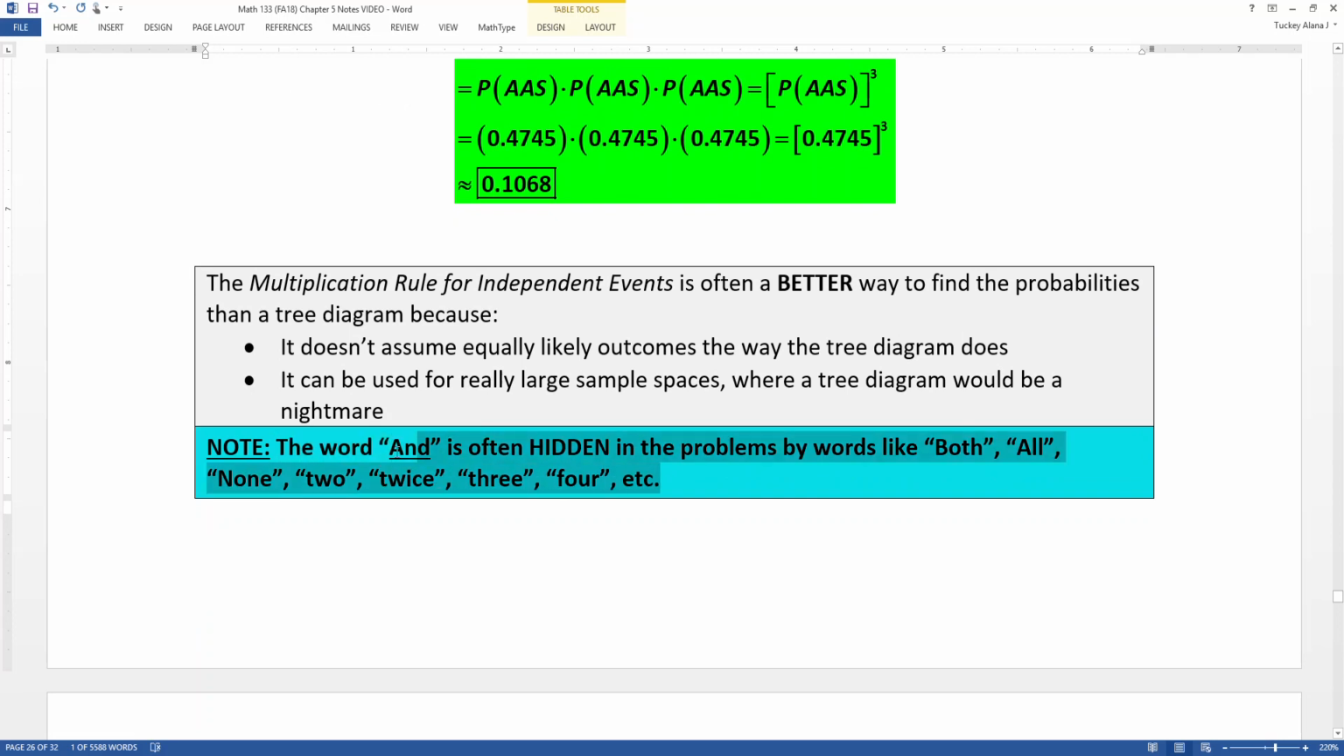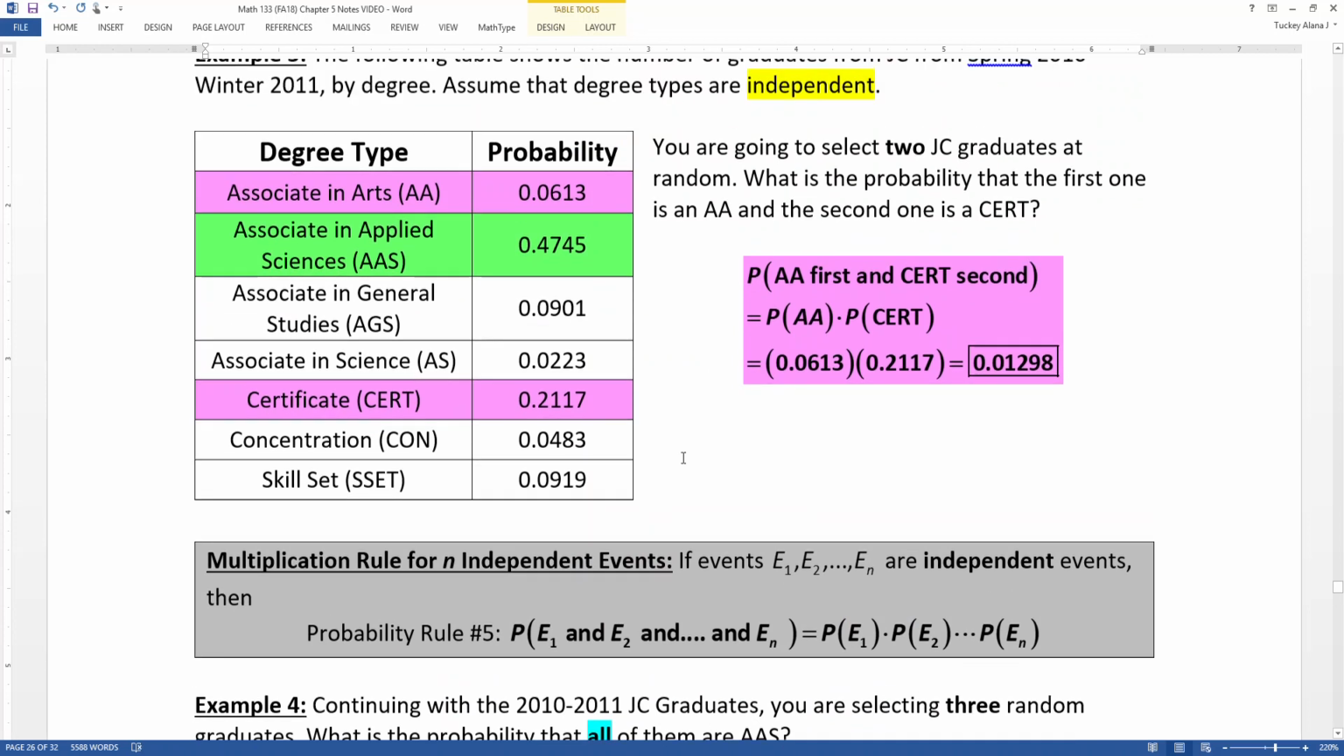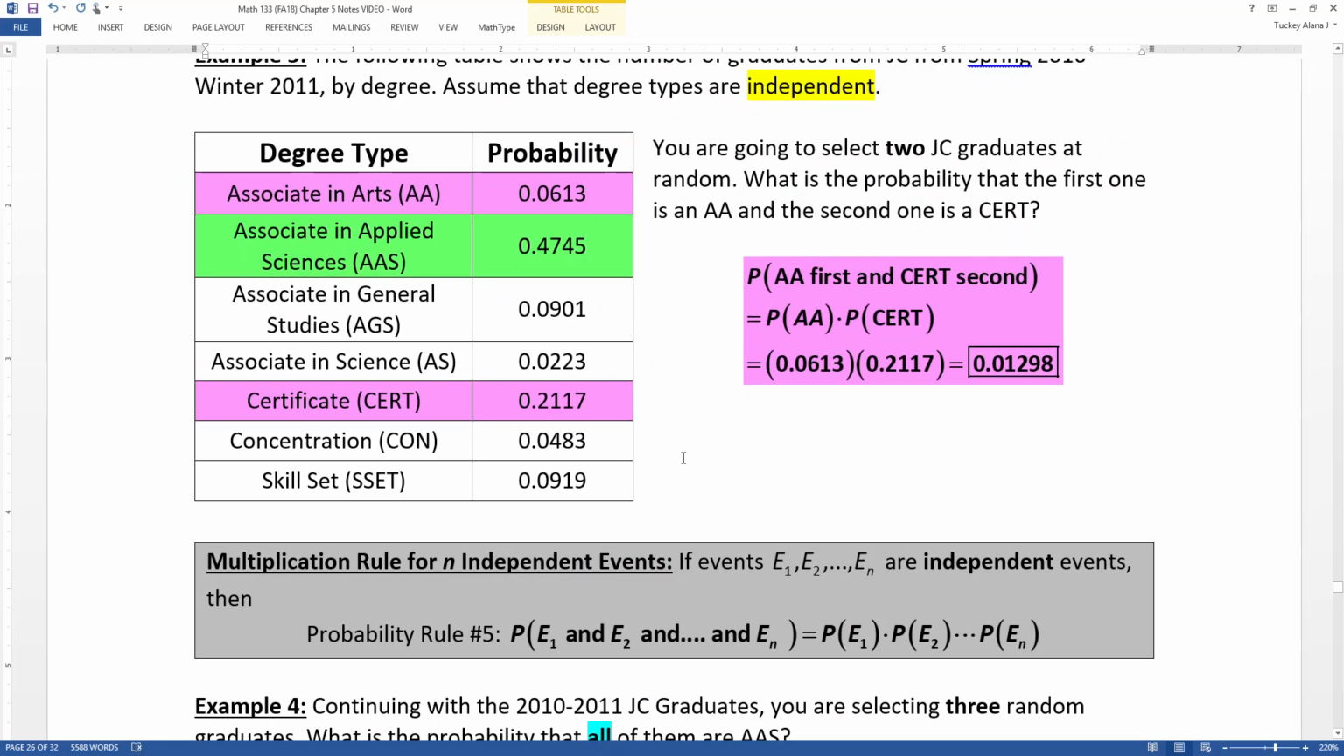So that word and in the English language is often hidden by numbers, both, all, none. So watch out for this. Put this on your note sheet for the exam. Warning, warning, warning, right? They will be sneaky on you. In general, if you're dealing with more than one thing in sequence, two people, three people, two rolls of the dice, three rolls of the dice, five draws of the lottery, etc., it's going to use the multiplication rule. It just will. So be prepared for that.